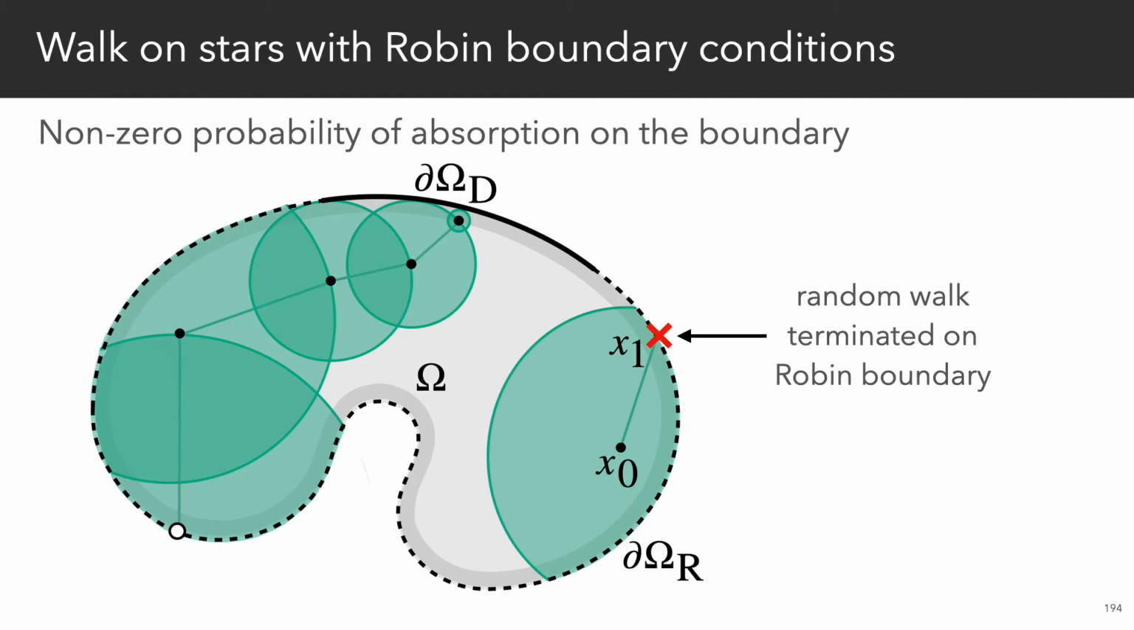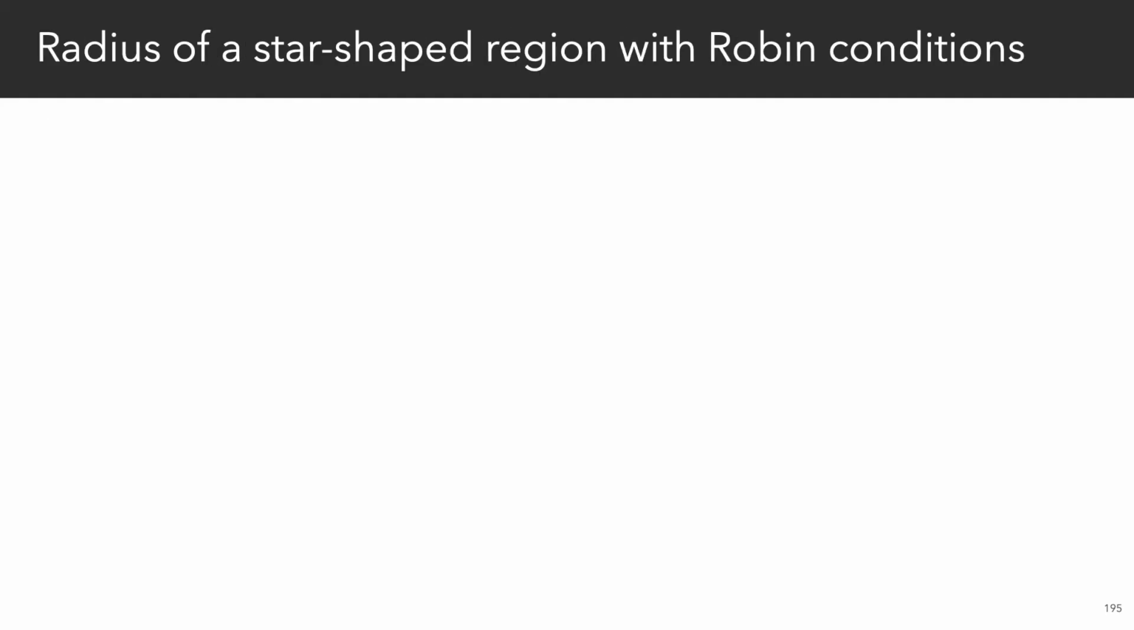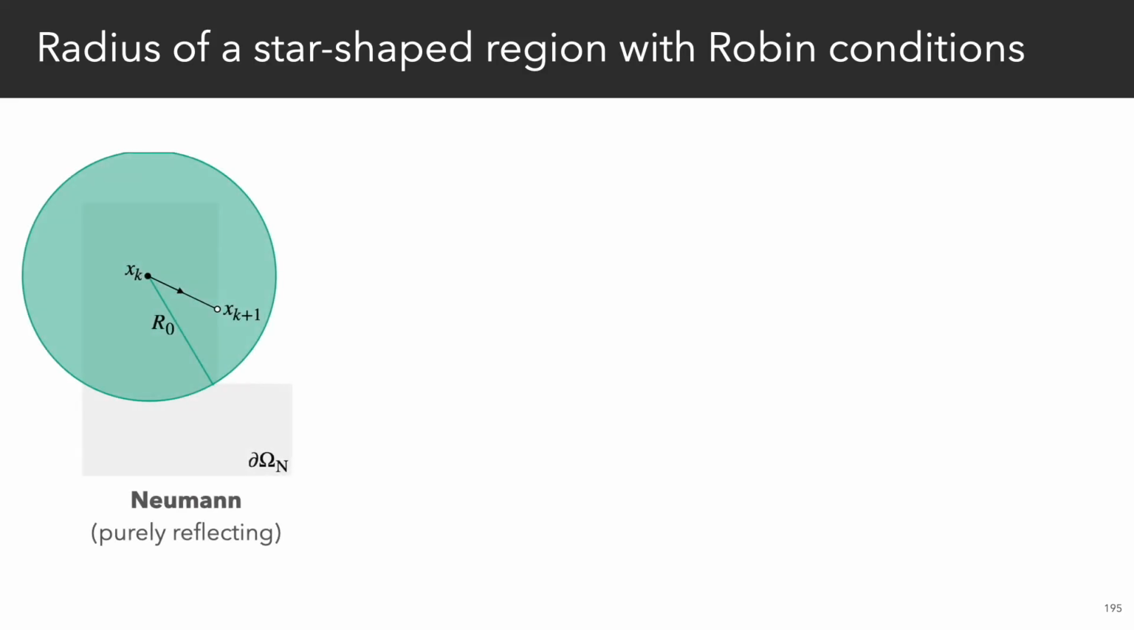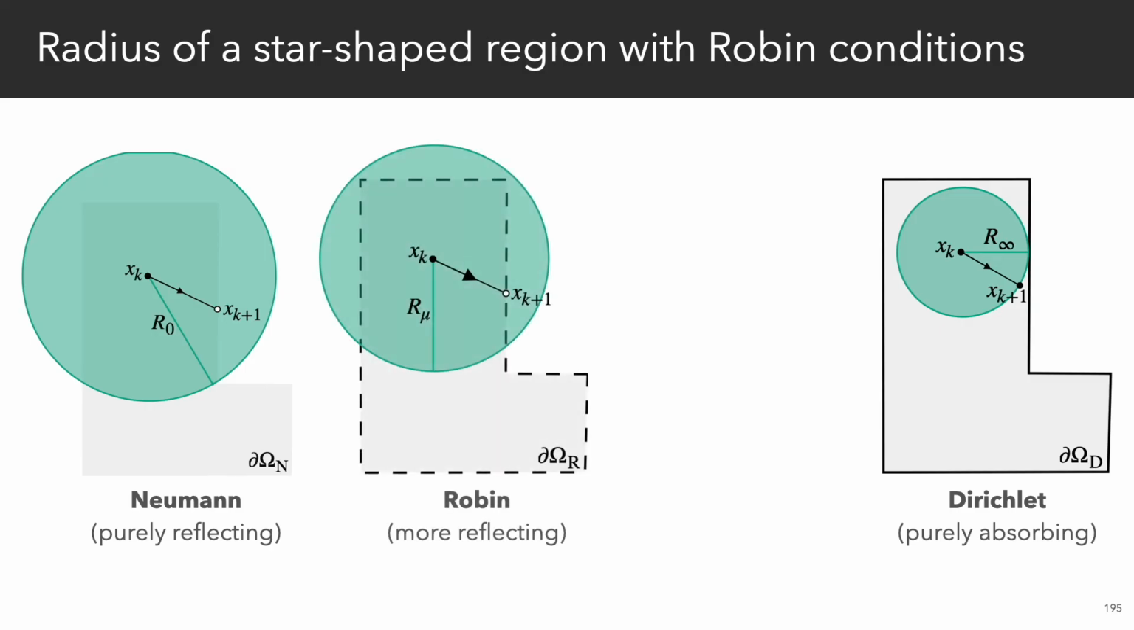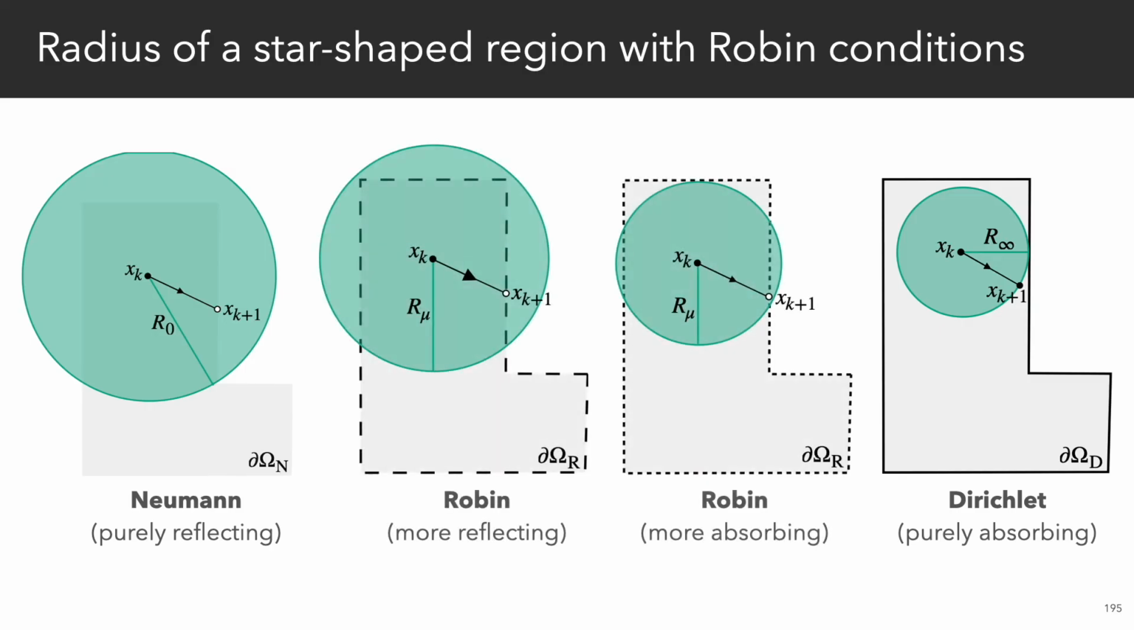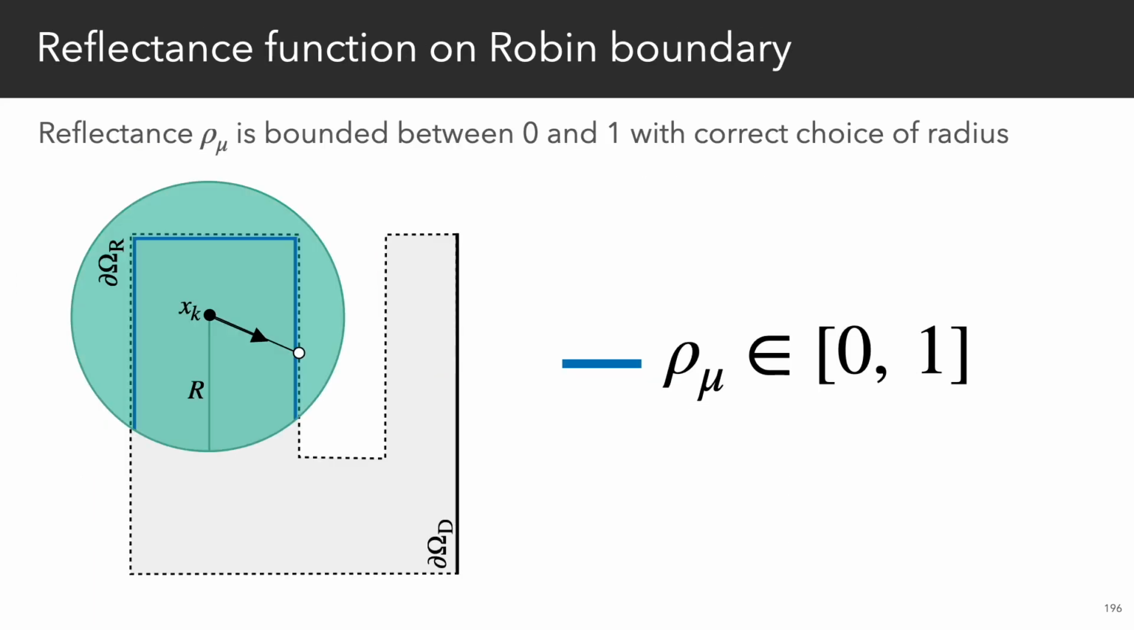Now, I won't go into all the details, but at a high level, we observe that the radius of a star shaped region should be smaller than the distance to the closest silhouette point on the Neumann boundary, but also larger than the distance to the closest point on the Dirichlet boundary, since intuitively, Robin conditions interpolate between Dirichlet and Neumann conditions. This choice of a star shaped radius then introduces a reflectance function on the Robin boundary, whose value is bounded between 0 and 1. So it naturally encodes the probability with which random walks should be absorbed on the boundary.